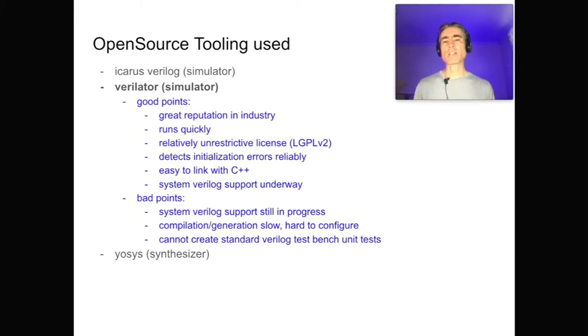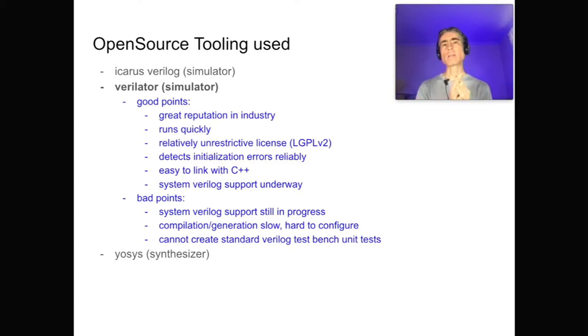Compilation generation is fairly slow, and it's hard to configure. You have to set up some files, a whole bunch of code, in order to run anything at all, compared to iVerilog, where you can just run it on the command line. It's super easy. And you can't create standard Verilog testbench unit tests.